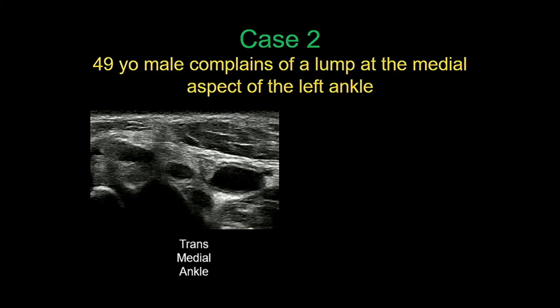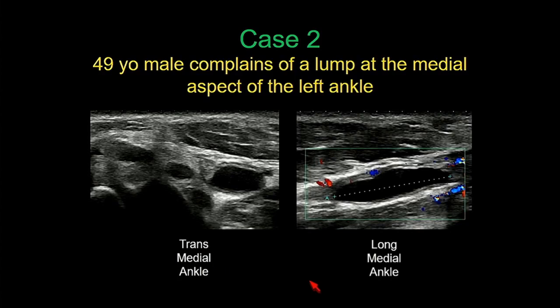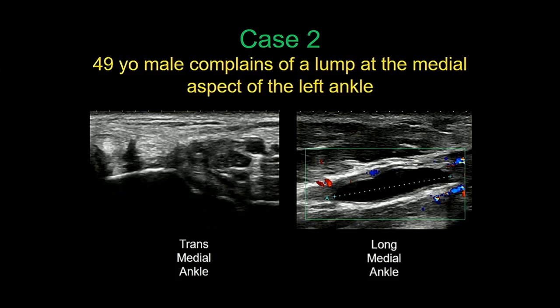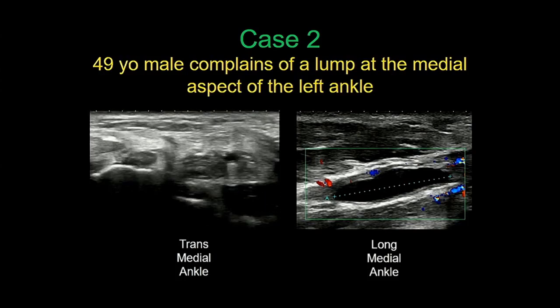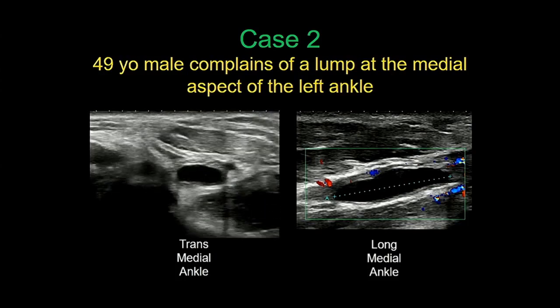Okay, moving on to our next case. So this is a 49-year-old male who complains of a lump at the medial aspect of the left ankle. And you can see here's a static transverse ultrasound image at the medial ankle. And here it is in longitudinal. You'll see there's Doppler on there as well. And I'm just going to show you a video loop through this region in the transverse orientation, just coming through the medial aspect of the ankle.